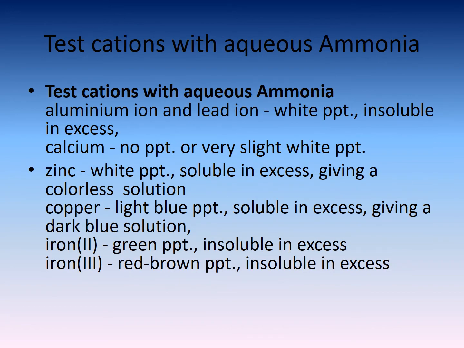Now the test for cations with aqueous ammonia. Aluminium ions and lead ions form white precipitates on addition of a few drops of ammonia, and they are insoluble in excess. Calcium ions form no precipitates on addition of a few drops or excess ammonia. Zinc ions form white precipitates which are soluble in excess, giving a colorless solution. Copper ions form light blue precipitates and these precipitates are soluble in excess, giving a dark blue solution. Iron(II) gives green precipitates which are insoluble in excess. Iron(III) ions give red-brown precipitates which are insoluble in excess.